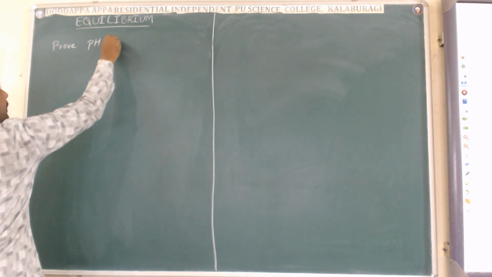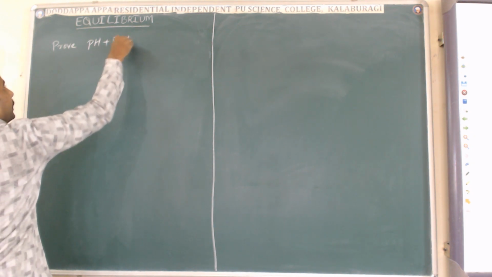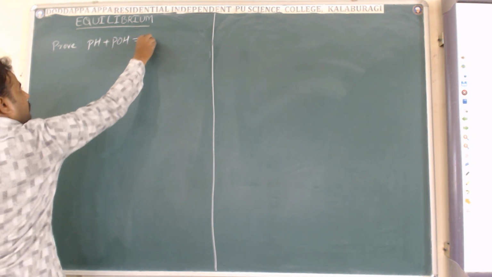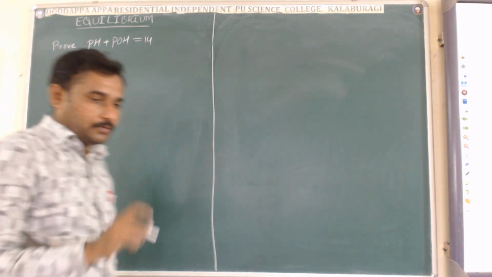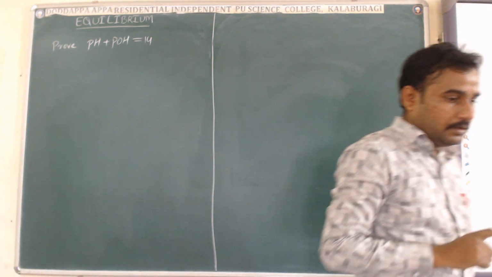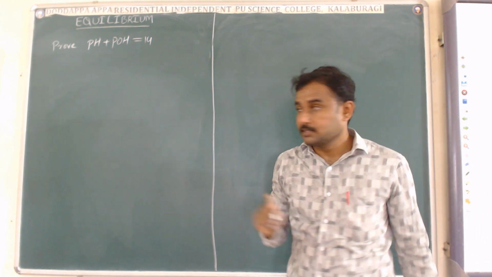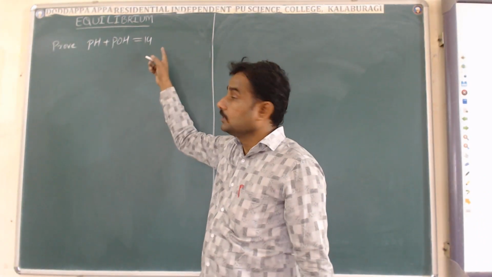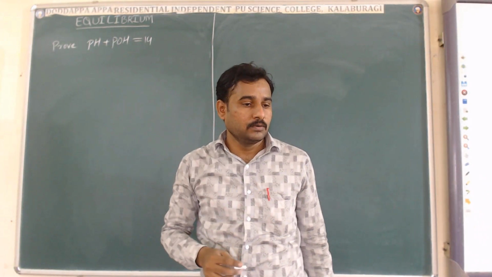Next one, prove pH plus pOH is equal to 14. This derivation is a very important one. For 2 marks in the examination they ask this question: prove that pH plus pOH is equal to 14.